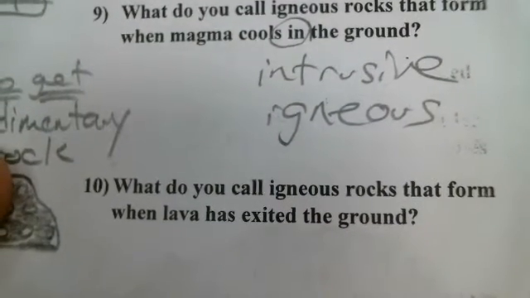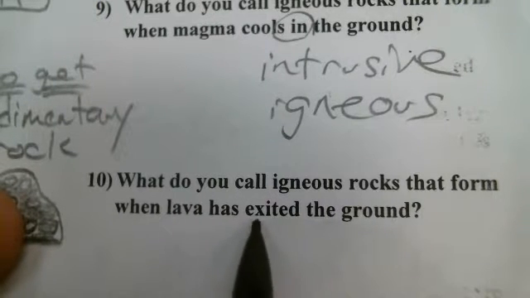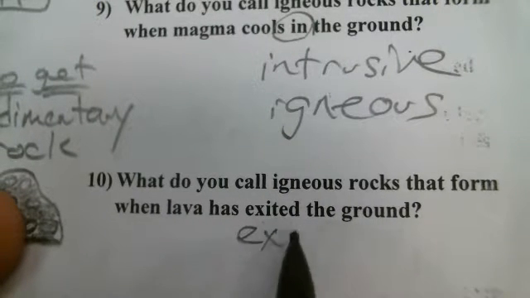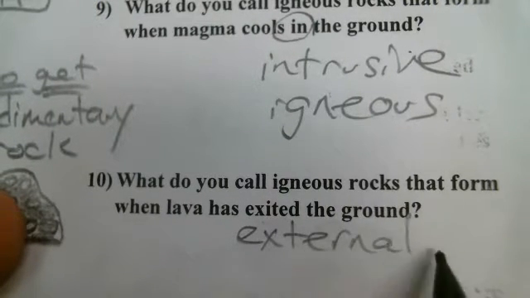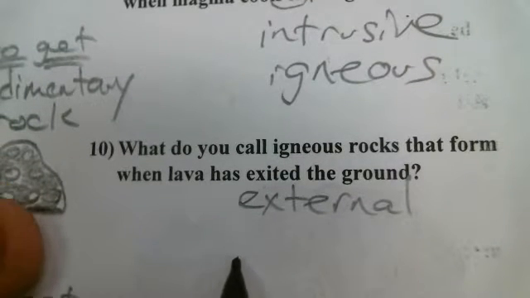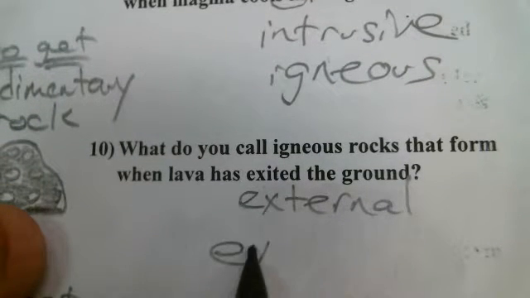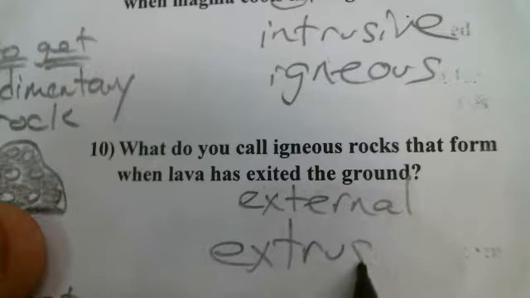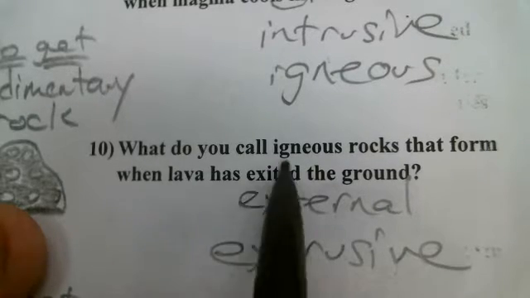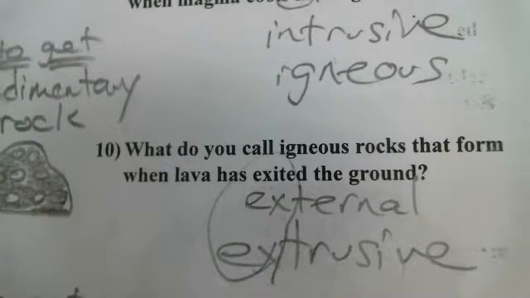Number 10. What do you call the igneous rocks that form when lava has exited the ground? Okay, exited, that means that it is now on the external parts of the earth. And so the type of rock that's going to be formed is the extrusive. All the EX words go together.